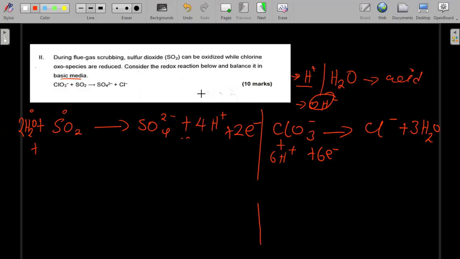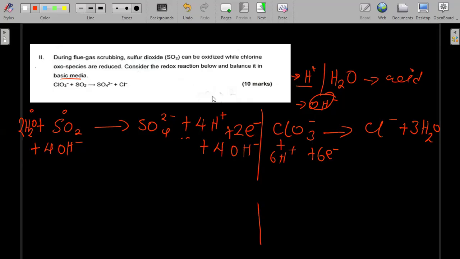Okay, so the number of hydroxide ions that you are going to add depends on the number of hydrogens that you are having. So here you can see we are having 4 hydrogen. So it means that we are going to add 4 hydroxide ions. So we'll add 4 hydroxide ions this side. Also, the other side we also add the 4 hydroxide ions. Okay, so that's what we are going to do.